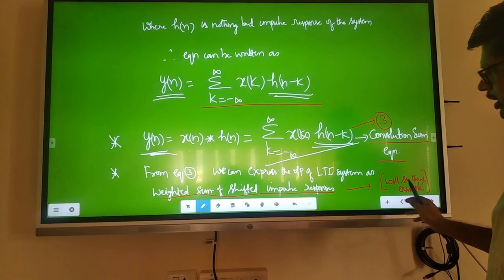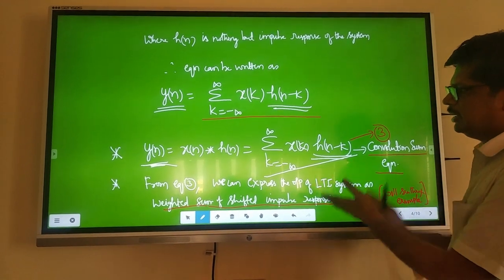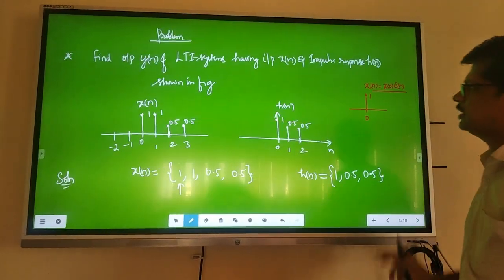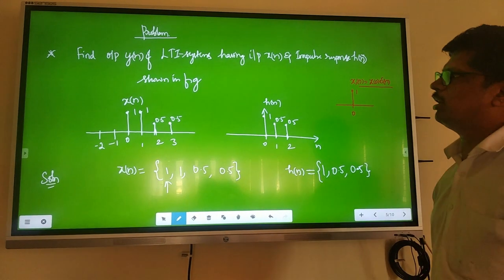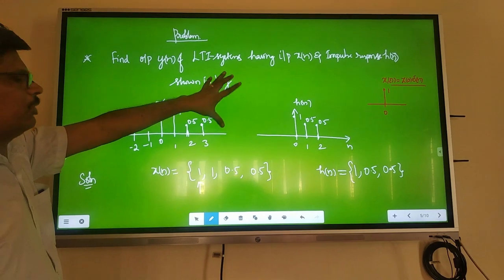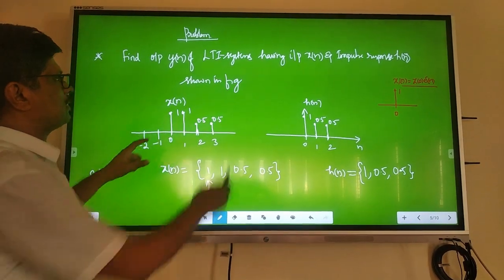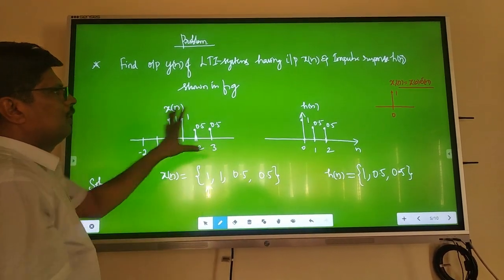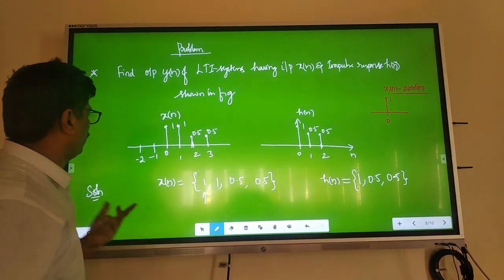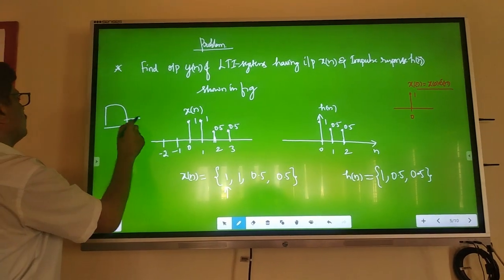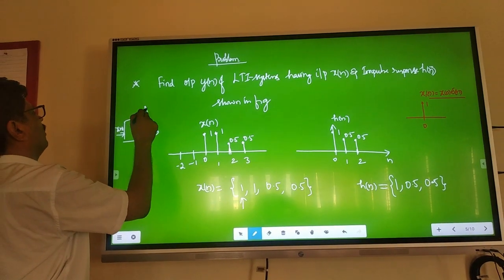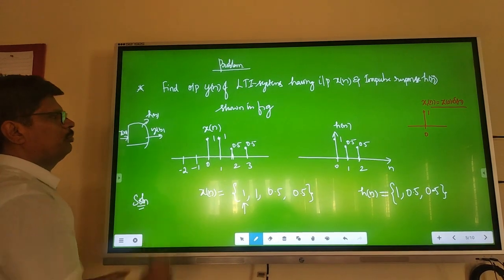Now we will understand this with one example problem, to see how to write y of n also in terms of shifted impulses. The problem is: find the output y of n of an LTI system having input x of n given by this, and impulse response h of n given by this. He is giving x of n and h of n, and he is asking for y of n.